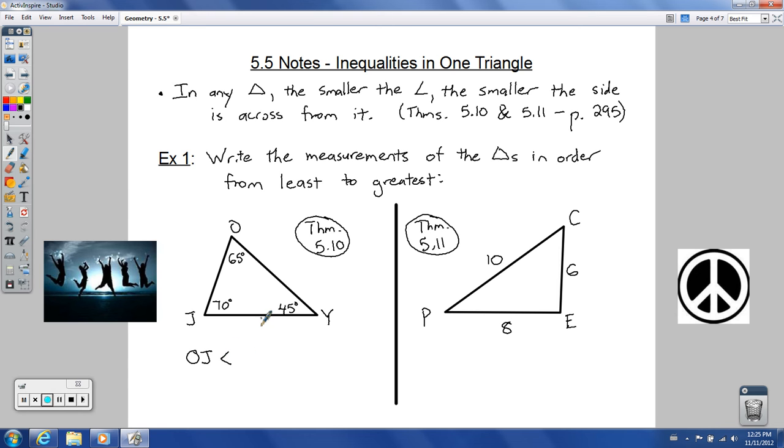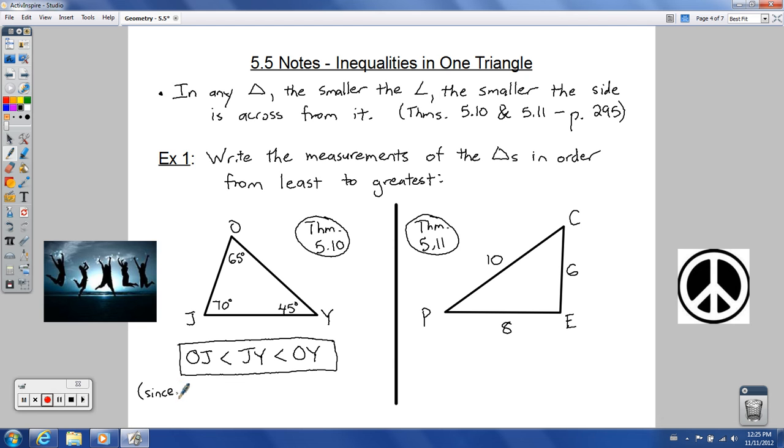We're putting these in order, so this would be the smallest. What would be the next smallest? Look for the next smallest angle. So 45 is the smallest, 65 is the next smallest. So this side would have to be the next smallest. So this is JY or YJ, you could say it either way. And then finally, what's the biggest angle right here? So what's the biggest side? It's the one across from that. So you could say OY, or you could say YO. Either way works. And then if you had to give a reason, let's put that reason underneath here. I'll put that in parentheses.